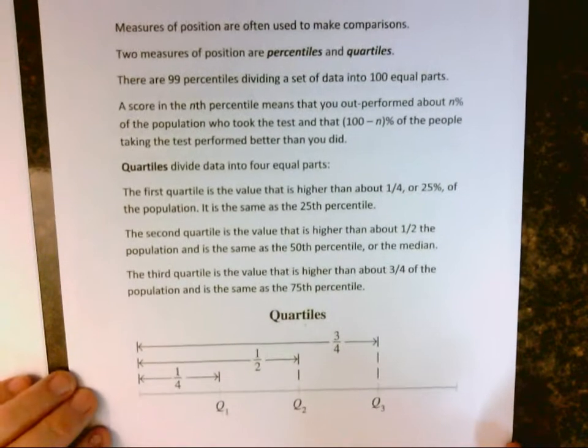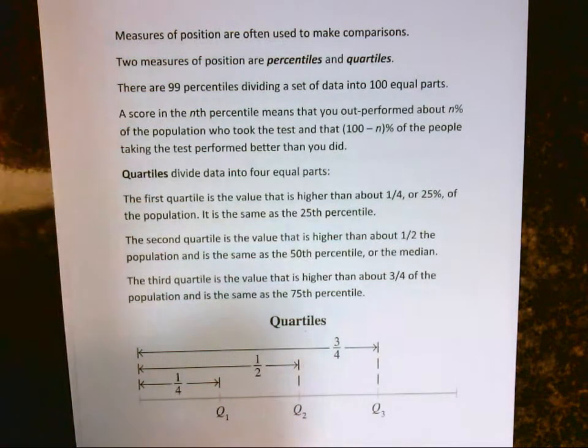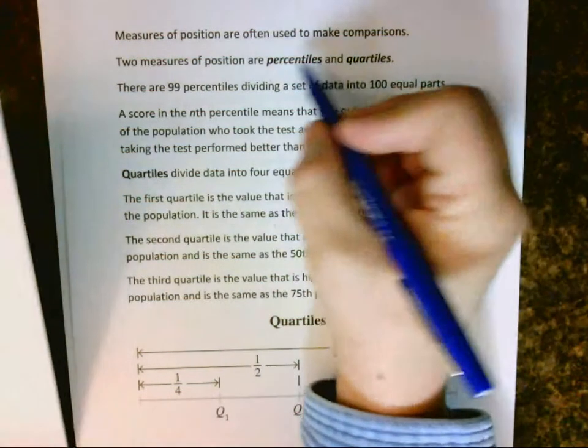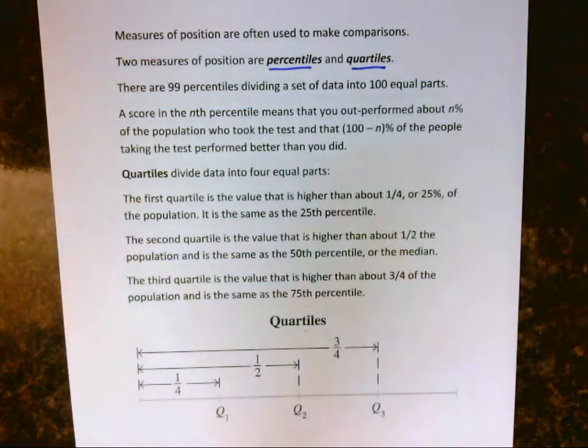Quartile, the word quart, of course, means four. We've talked about the quart before. Measures of position are often used to make comparison. Two measures of position are called percentiles and quartiles. You actually probably hear percentiles a little more often.